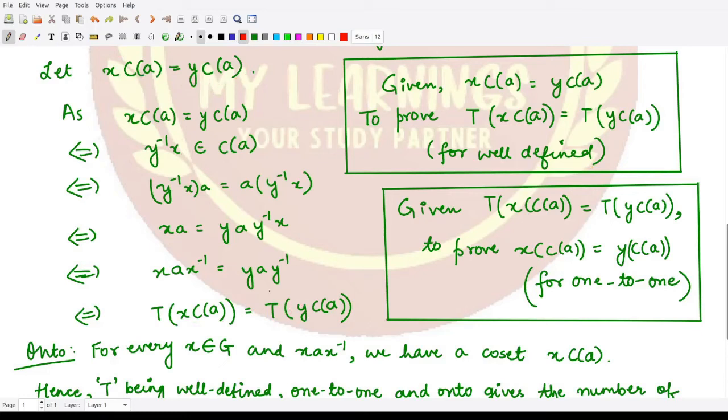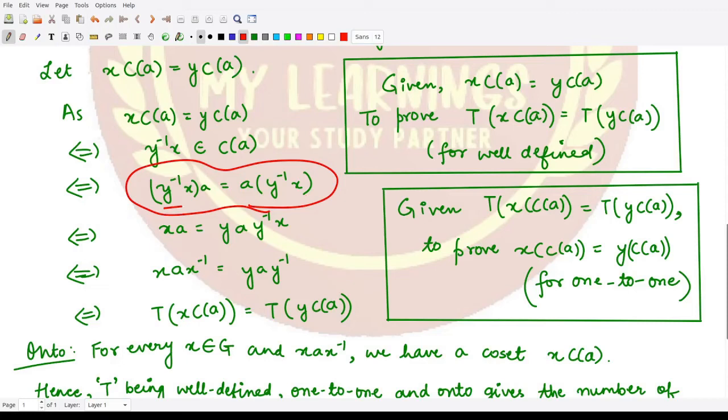Now for the one-to-one part, we assume that these two images are equal to each other. If these two images are equal, we can apply the definition of T to obtain these two terms. If these two terms are equal to each other, we can again post multiply by x on both sides, so that these terms become identity. We have this expression, correct? Now we can pre-multiply both sides by y inverse, so that this term becomes identity, and we would have this expression over here, right? y inverse x A equals A y inverse x.